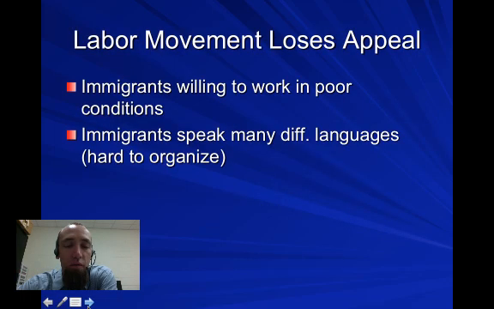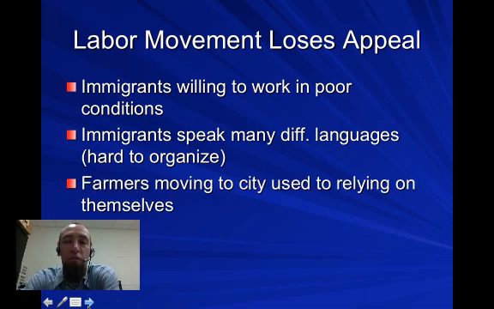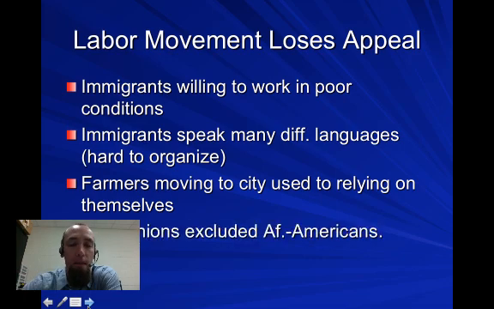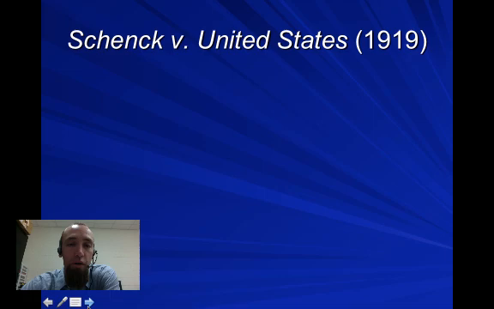But eventually the labor movement does lose some appeal. As I mentioned, there was no minimum wage, and a lot of companies would pay immigrants much less than they would pay Americans. And a lot of immigrants spoke a lot of different languages, so it was very hard for these immigrants to organize into labor unions. Also, a lot of farmers that had moved to the city were used to relying on themselves, so they didn't feel like they should have to depend on a labor union for a better way of life. And another problem was that most labor unions excluded African Americans, and we talked about how a lot of African Americans have now moved to northern cities to get jobs in wartime industries. Well, the exclusion of African Americans hurt a big potential voice for a lot of labor unions.